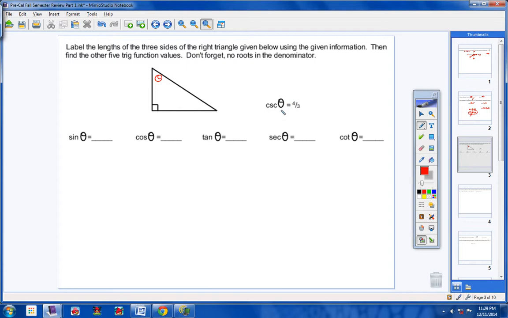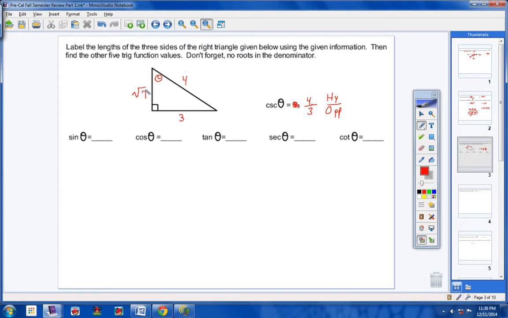Now, cosecant, let's think this through. Cosecant of theta is 4/3. Now, if you remember the ratios I taught you, cosecant is hypotenuse over opposite. So my hypotenuse will be 4, and my opposite side from this angle will be 3. So now, pretty easily, we can find this last side over here by using Pythagorean's theorem, and I believe we'll get the square root of 7.